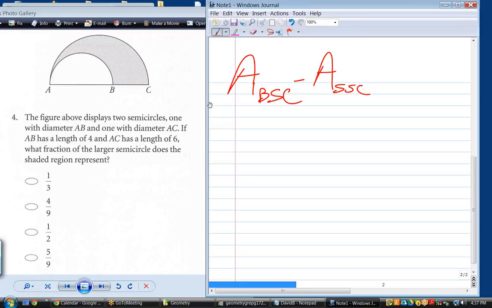Okay. So now let's talk about the area of the big semicircle. What is that? 9 pi. That would be the area of the entire circle. Oh, sorry. 9 pi over 2. Okay, so 9 pi over 2 minus the area of the smaller one.